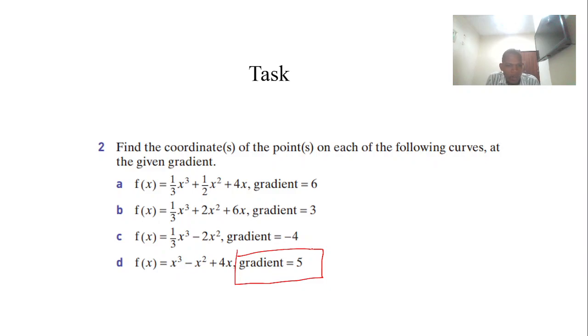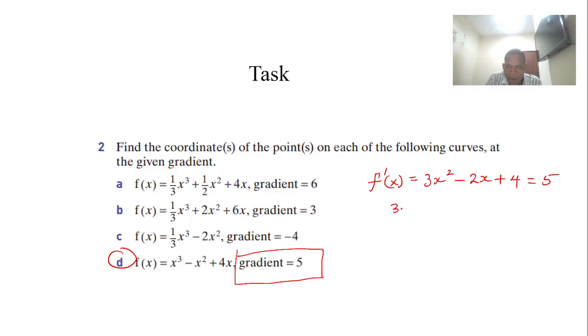So now let's solve D together. Now the first thing I'm going to get is my what? Gradient function, right? Which is f prime of x. Differentiate y. So I'm solving D. All right. Differentiate x cubed. You're going to have 3x squared, right? 3x squared, then minus. Differentiate x squared. You're going to have 2x. Differentiate 4x. You're going to have 4 plus 4. Now this is my gradient function, right? Now we are told that the gradient is 5, so just write equal to 5 like that.